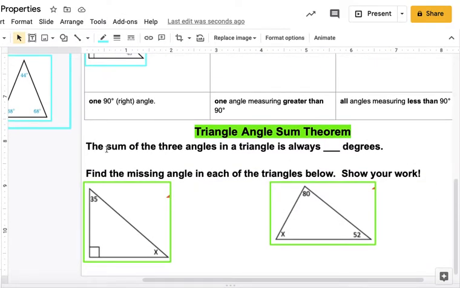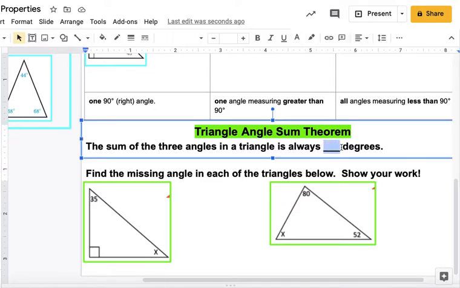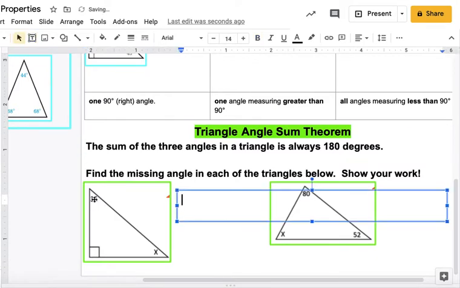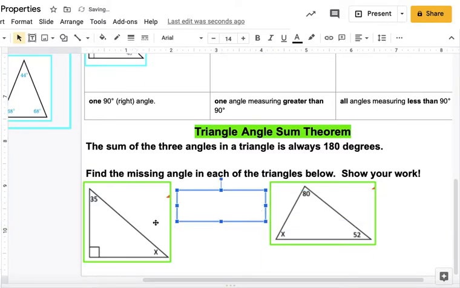Okay, so we know that the sum of the 3 angles in a triangle is always 180 degrees. The 3 angles in any triangle add up to 180. So to find the missing angle in each triangle, we want to add up the 3 angles and set them equal to 180. Then we'll solve for the missing angle.